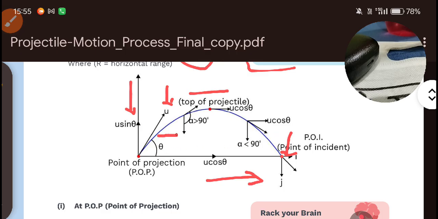Anywhere you can see over here, the velocity ux will be constant. If it is 60 over here, it will also be 60 over here, because acceleration is 0. That's why.